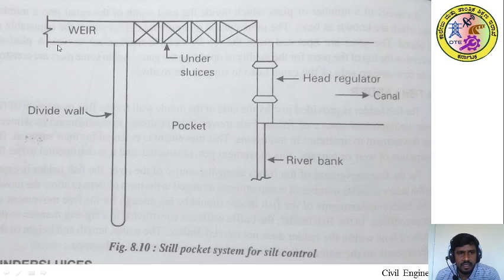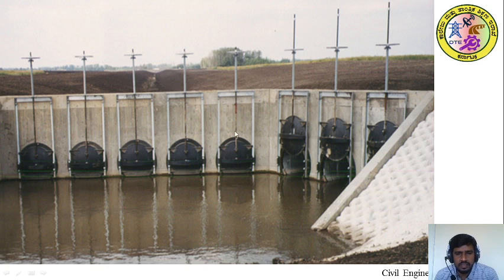Look at this. This is a weir. This is the under sluice section. Below, this is the floor of the under sluice. There is a tunnel-like structure. This is the divide wall perpendicular to the weir, and this is a river bank, and this portion we call the approach channel or still water pocket. And this is a canal, the off-taking canal. So these are some of the sluice gates, and this is a picture of the canal head regulator.